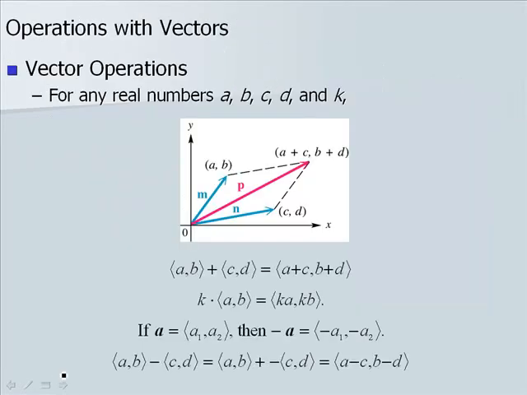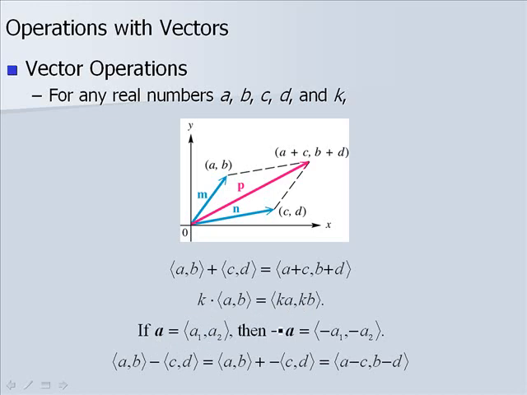Now let's look at operations that we can do with vectors. For any real numbers a, b, c, d, and k, we have the following. We can add our two vectors. We simply add the horizontal and vertical components. We can multiply by a scalar. We simply distribute it to both.